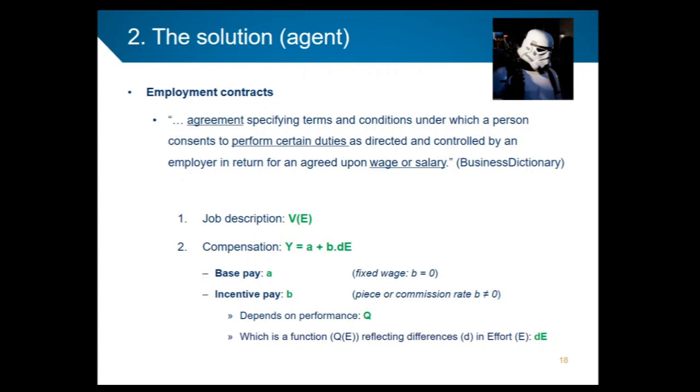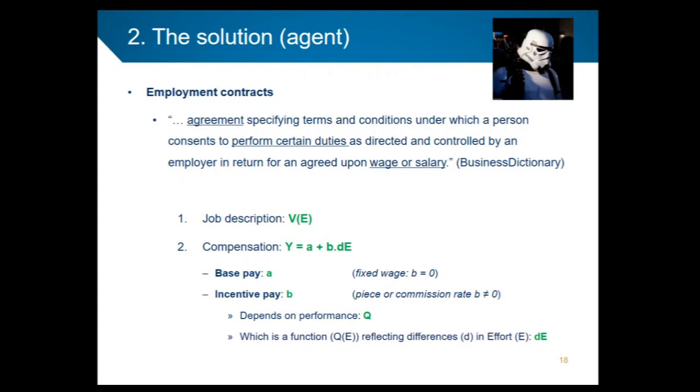But if you take a close look, it's basically the same formula as a regression equation, where you also have an intercept and a coefficient of direction. So this is a formula for compensation, Y, and it consists of base pay, so this is A, so this is the pay you get anyway, and B stands for incentive pay. We can also call this piece rate or commission rate, so pay that depends on performance. Performance here expressed as DE, or differences in effort.